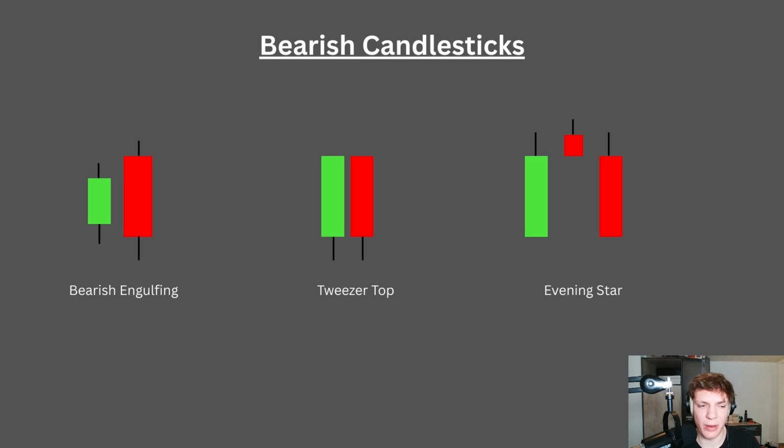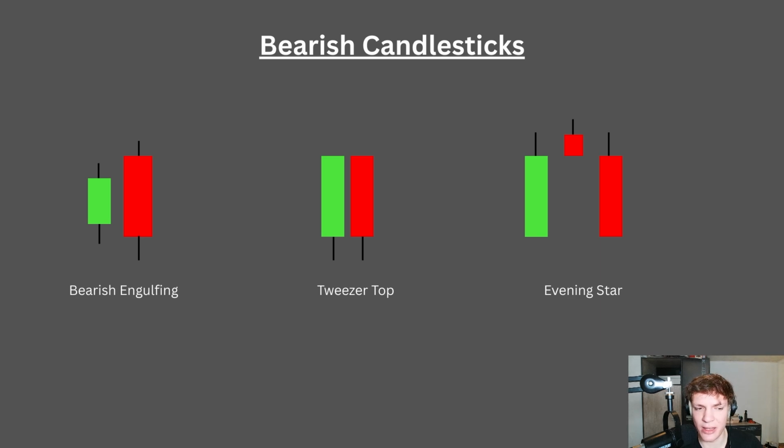Let's take a look at the bearish patterns. Of course, these patterns exist in bearish forms too. Here we have the bearish engulfing. It's like the first one. We have a bullish candle at first, and the next candle is a bigger bearish candle which completely engulfs the bullish one. The second option is the twisted top.